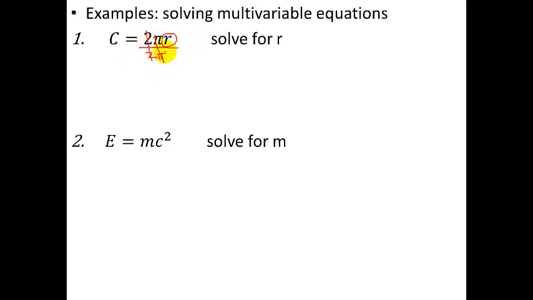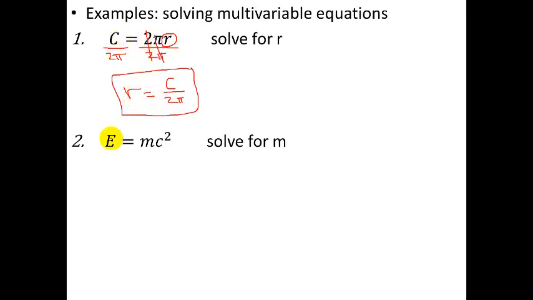The golden rule says if I divide this side by 2 pi, I also divide this side by 2 pi. And that's it, we're done. R is now isolated, equals circumference divided by 2 pi. So we've rearranged this formula. It's still the same formula, it still contains the same information. We've rearranged it though, so now it's solved for the radius instead of being solved for the circumference.